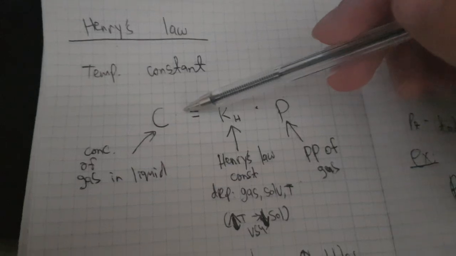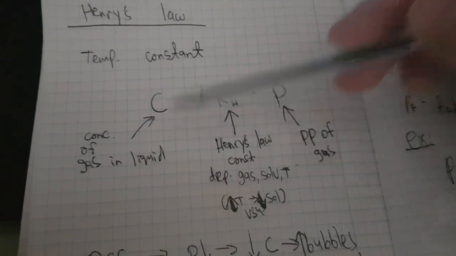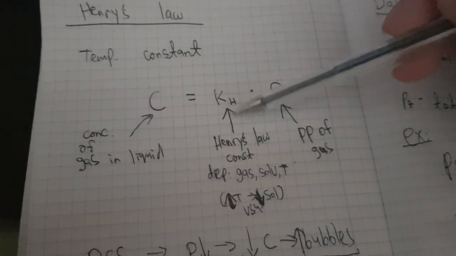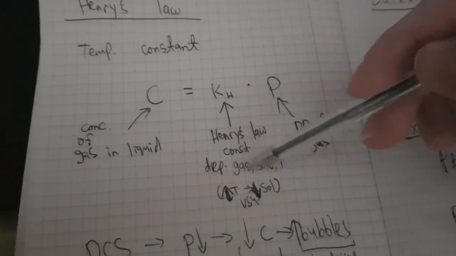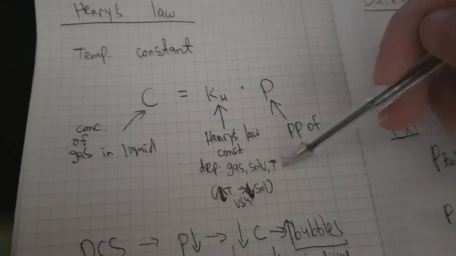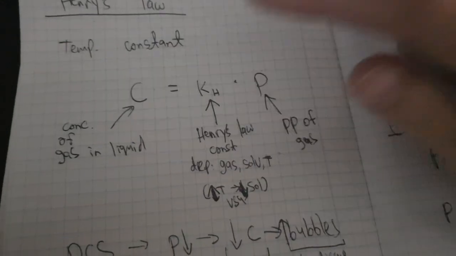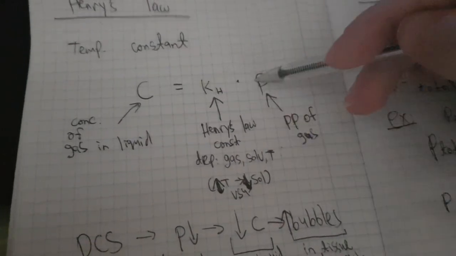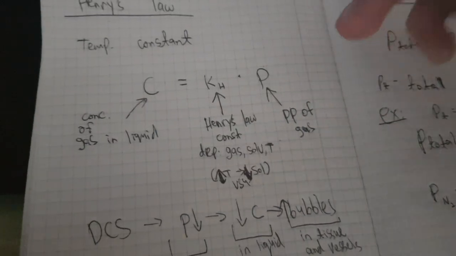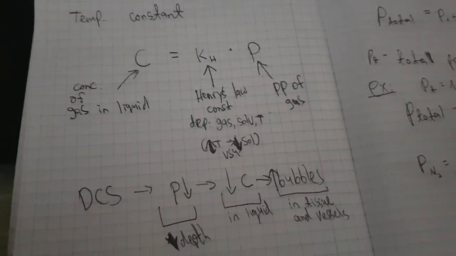So again, Henry's law, assuming constant temperature, states that the concentration of gas equals a constant, or Henry's law constant, which depends on the type of gas, on the type of solvent, and on the temperature. For example, when the temperature increases, the solubility usually, not always, decreases. And it depends on the partial pressure of the gas we are looking at. And it talks about the concentration of the gas in the liquid, for example, in the body. And it is very important for understanding decompression sickness.